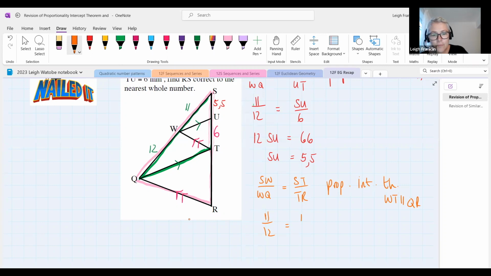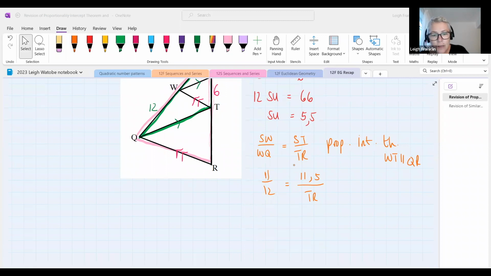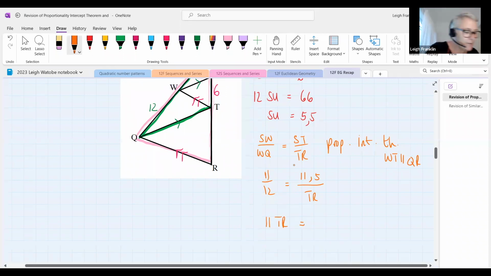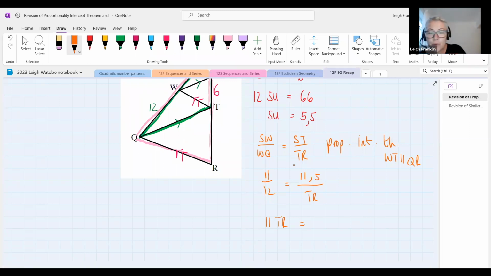It's giving me 11.5 over TR. Lovely. Okay, and then cross multiply. Beautiful. So that's going to give us 11 TR is equal to 11.5 times 12. That gives us 138. And that means that TR is 138 divided by 11.